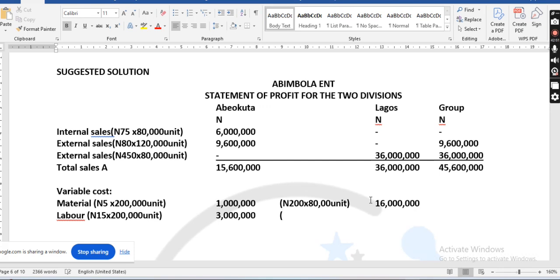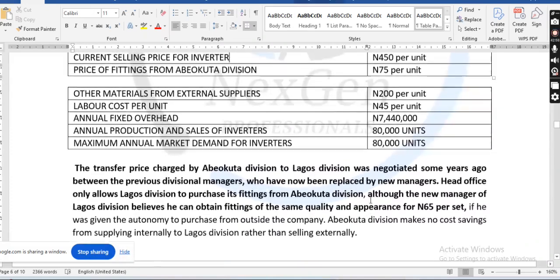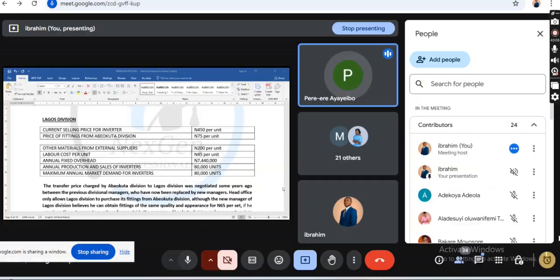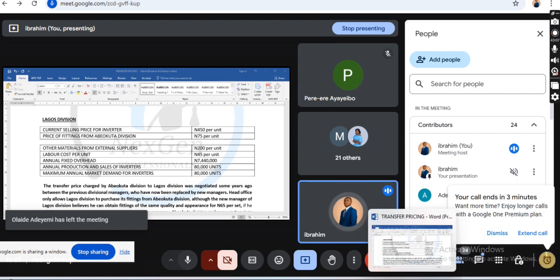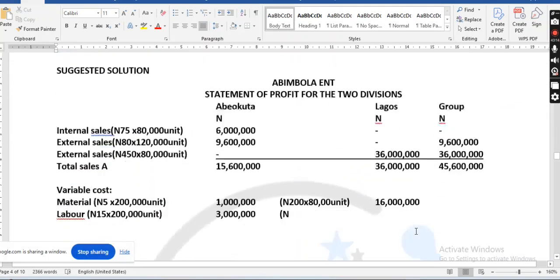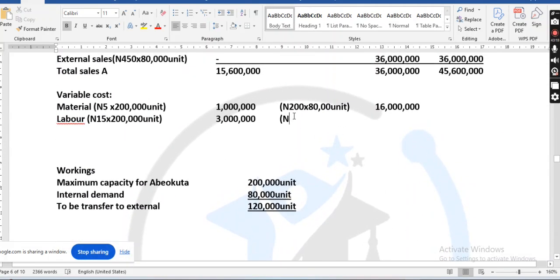So what of the labor? How much is the labor cost? Labor cost is 45 naira per unit, right? Can you see it? Everybody, can you see it? 45 naira per unit.